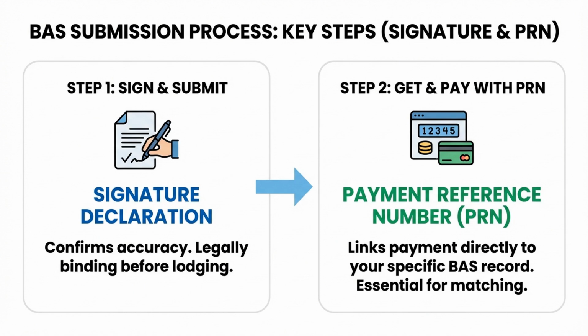First, you need to sign and submit a declaration confirming the accuracy of your BAS. This declaration is legally binding before lodging. Then, get your payment reference number, or PRN, and pay. The PRN links your payment directly to your BAS record and is essential for matching.